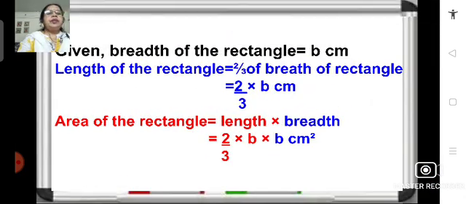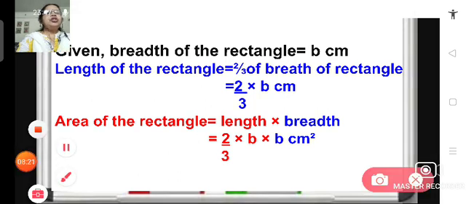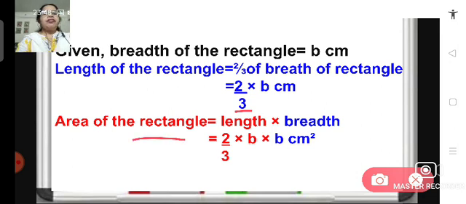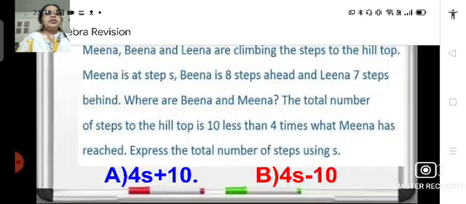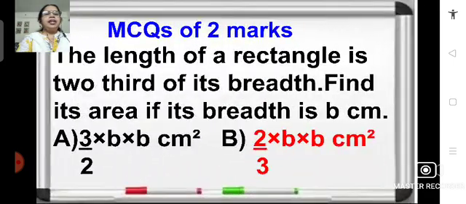So the breadth of the rectangle is given as B centimeter and length is 2/3 of the breadth of the rectangle, that means 2 upon 3 of B into B centimeter. Okay, and what will be the area of the rectangle? This is the formula we have, length into breadth. So it will be 2 upon 3 multiplied by B into B centimeter square. So this will be the area of the rectangle. So the answer for this is the second one. B is its answer.